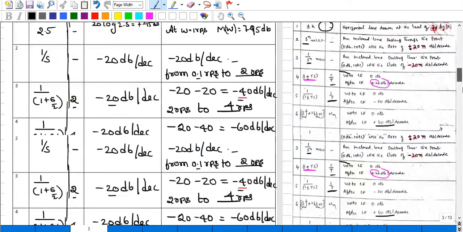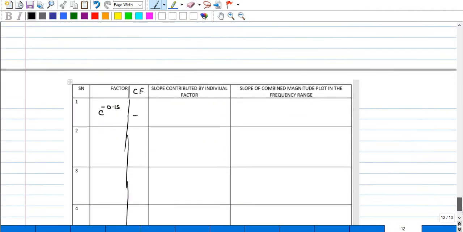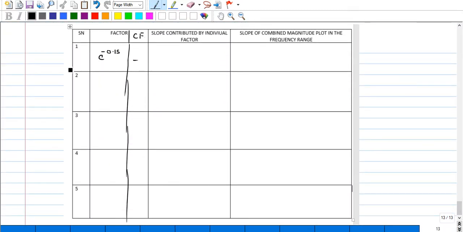So let me take e raised to minus ts. We don't have any corner frequency, so what we do, we draw a horizontal line at the level of 0 dB. Okay, so let me specify that at omega equal to 1 rad/s the magnitude we shall obtain is 0 dB.